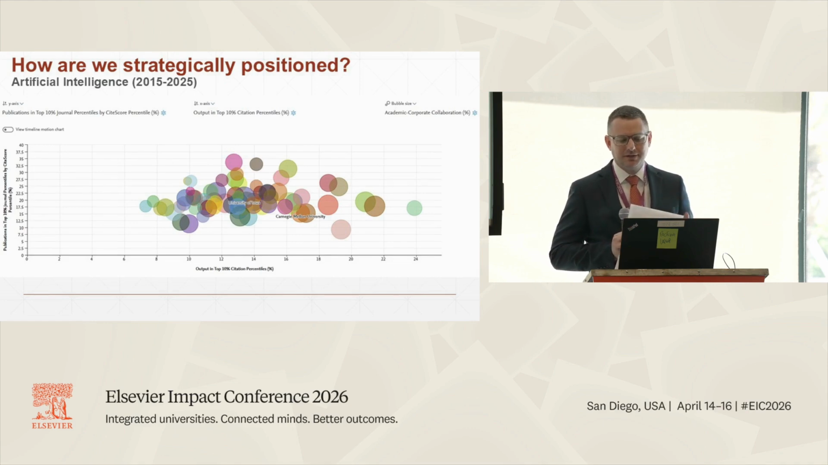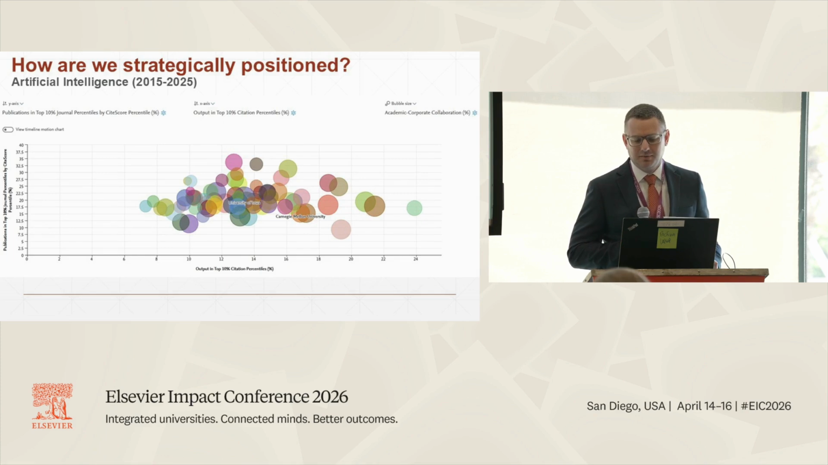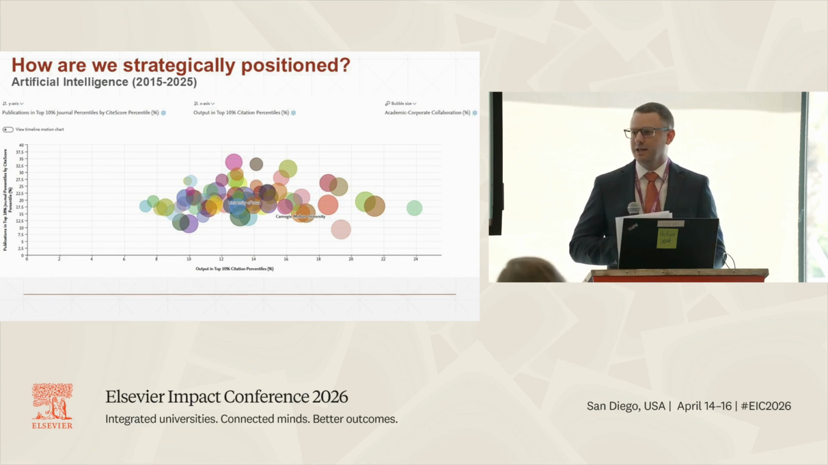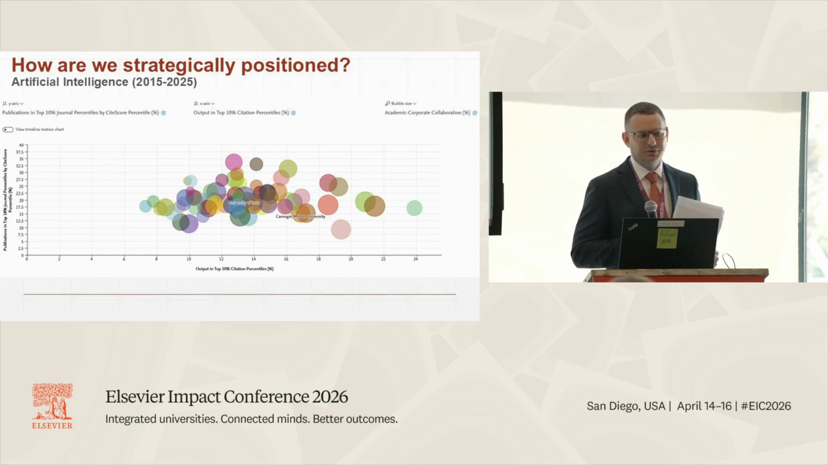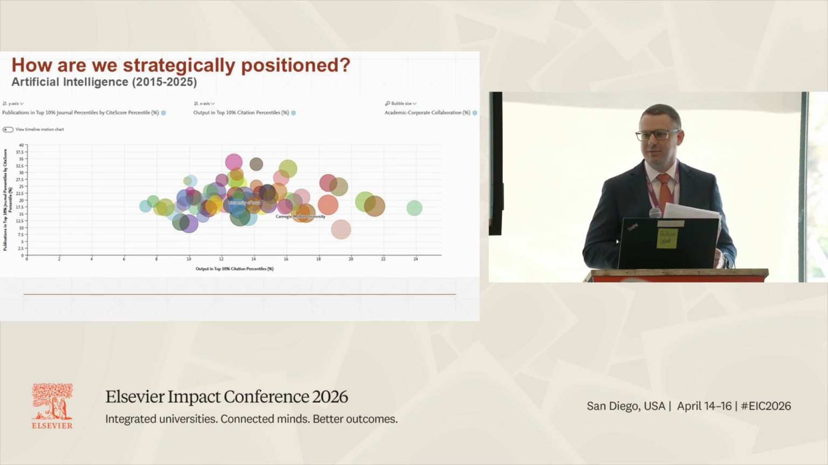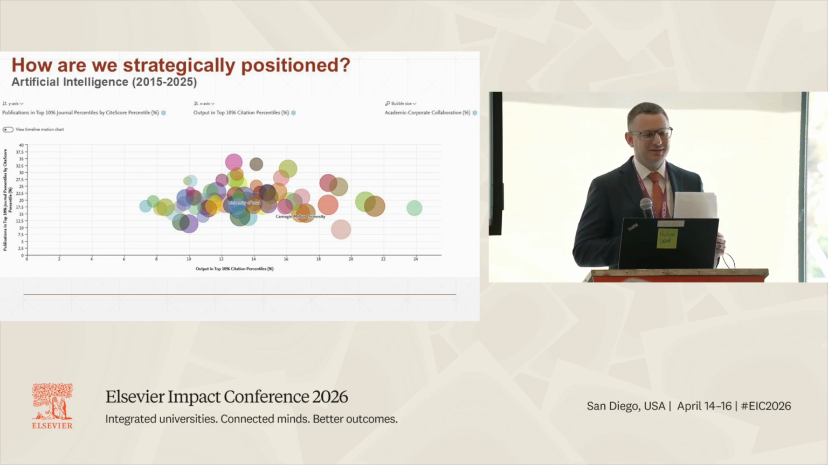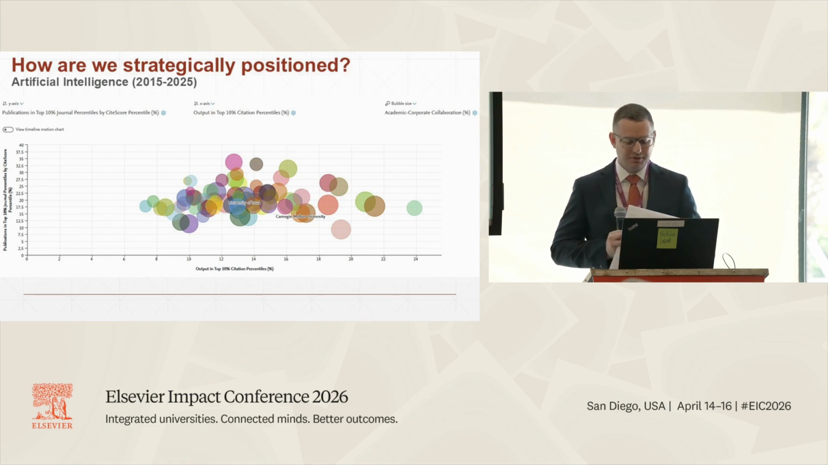Here the bubble sizes are by academic and corporate collaboration. So these are papers where one of the authors is from your university and a second author is from someone in the industry outside of academia. Here you can see there's not a lot of difference across all the universities. A lot of people are having a similar percentage of publications where they're having those industry collaborators on their papers.